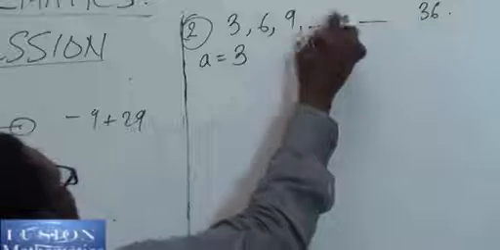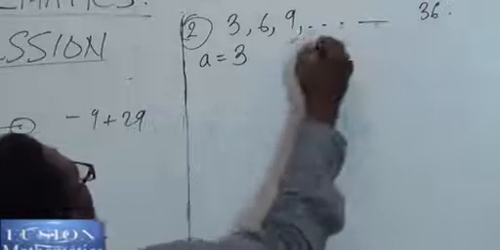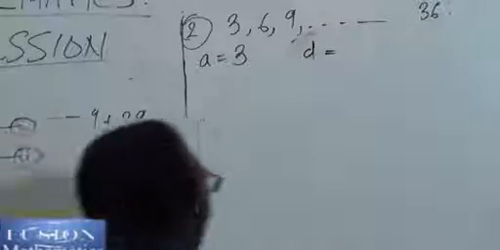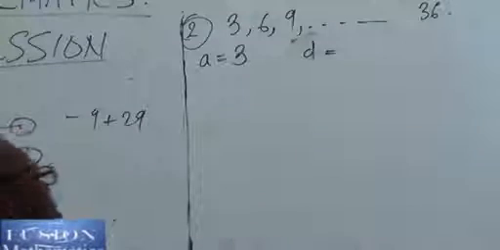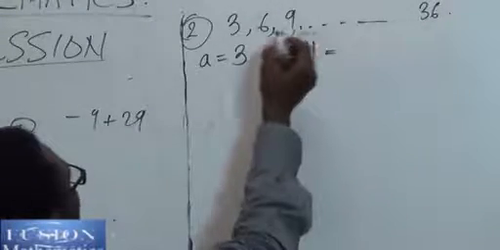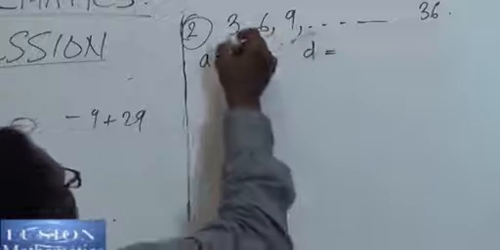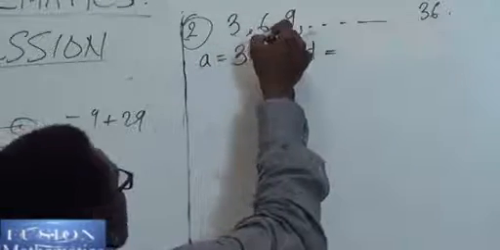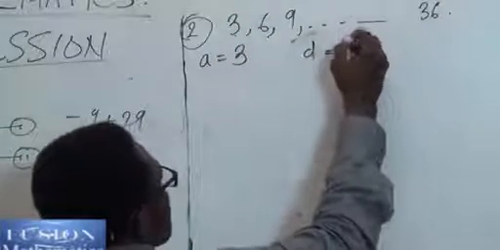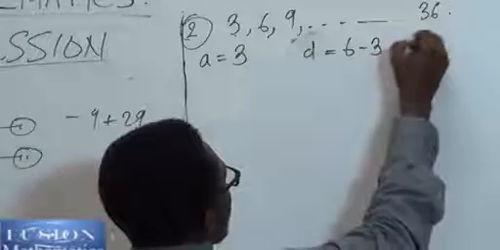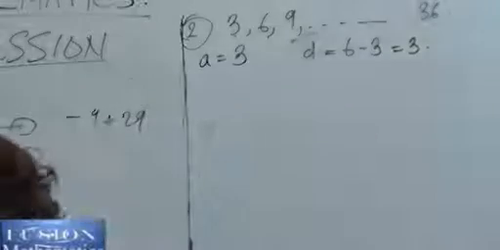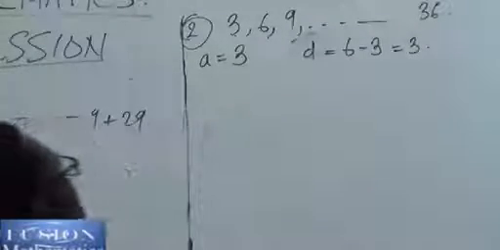Now, to find the common difference, we subtract the first term from the second term, or the second term from the third term. That is how we find common difference. So, what is our first and second? We have first term as 3, second term as 6. So, it will be 6 minus 3, second term minus first term. That will give us what? 3. So our common difference is 3.